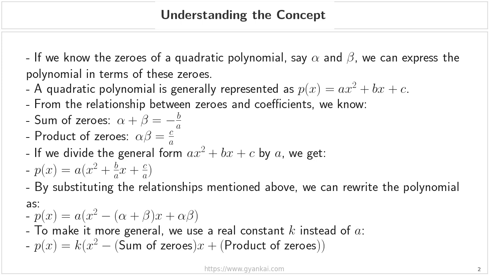To make this formula even more versatile and general, we often replace the coefficient a with a real constant, which we call k. This gives us our master formula, p of x equals k multiplied by the quantity x squared minus the sum of the zeros times x, plus the product of the zeros. Keep this formula in mind, because in the next slide, I will show you exactly how to use it step by step. Now that we've established that we are reversing our previous approach, let's dive into the core concept of how this works.